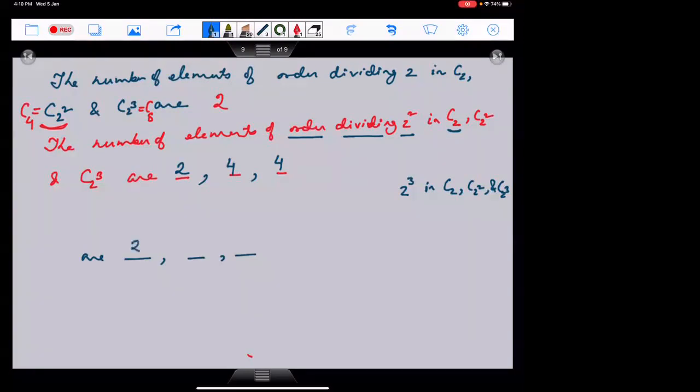2, 4, 8. 2, 4. 4, 8. Now change. That's right. Okay, so I just want you to observe this pattern, how this counting of elements of order dividing some prime power, how it is changing in the cyclic groups.